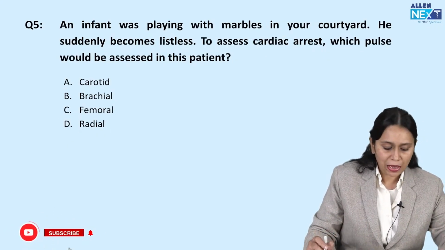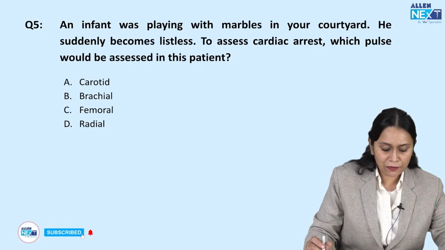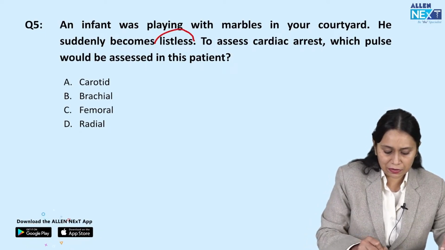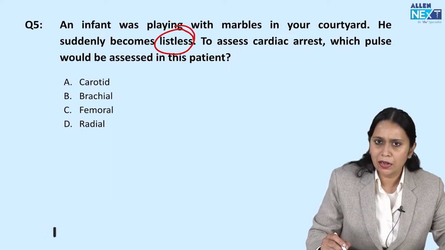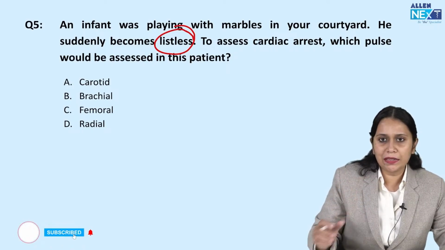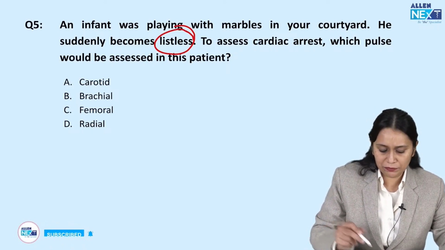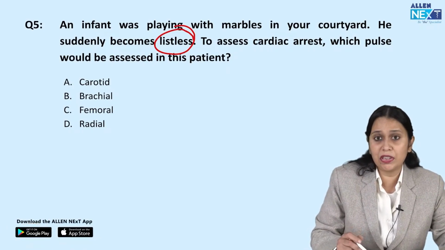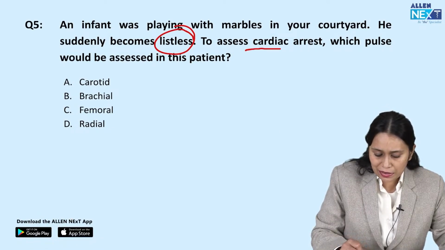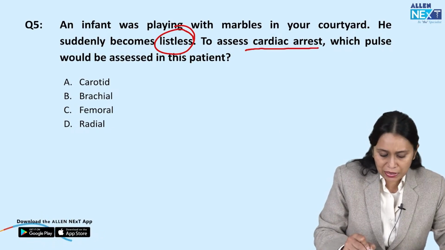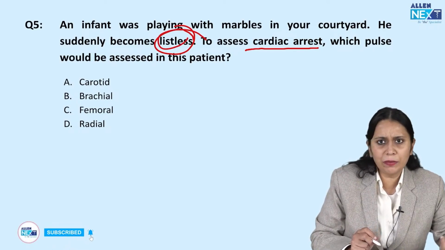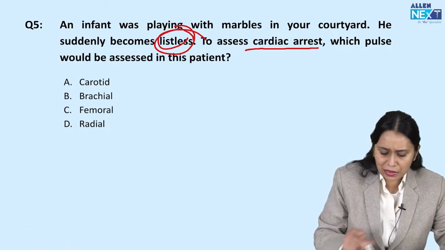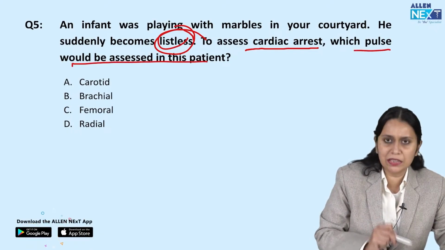Then fifth, the last question which was asked. An infant was playing with marbles in a courtyard. He suddenly becomes listless. So he becomes unresponsive and he was playing with marbles. Definitely he may have ingested the marble and it may have gone into his respiratory tract. So he has become listless, unresponsive, and we have to see whether the patient is in cardiac arrest or not. To assess the cardiac arrest, which pulse would be assessed in this patient?